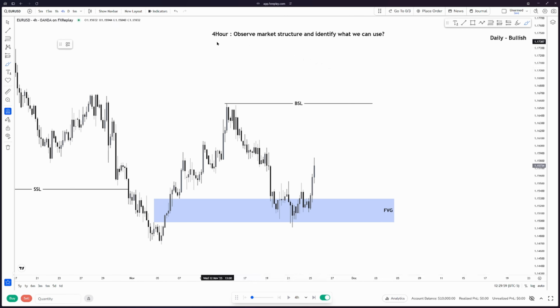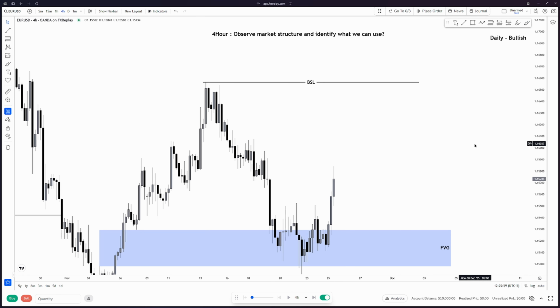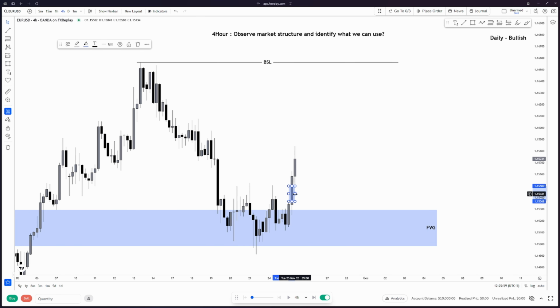Next, on the 4-hour time frame, we have to observe the market structure and identify what we can use. Our daily time frame is bullish, so I will look for bullish opportunities only. So I can see that we have a 4-hour bullish fair value gap.